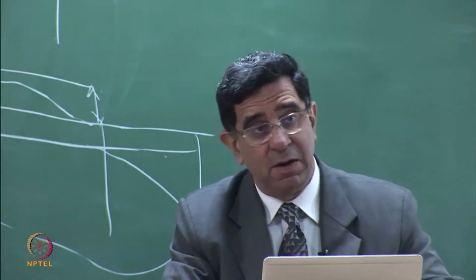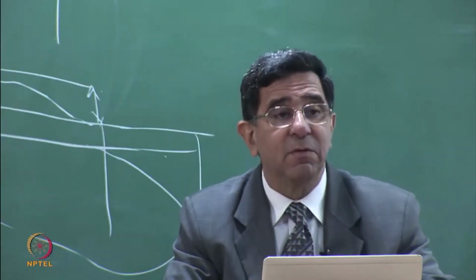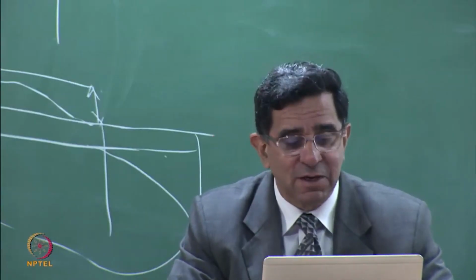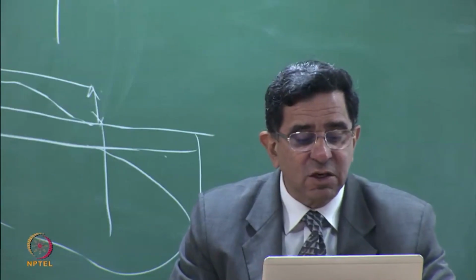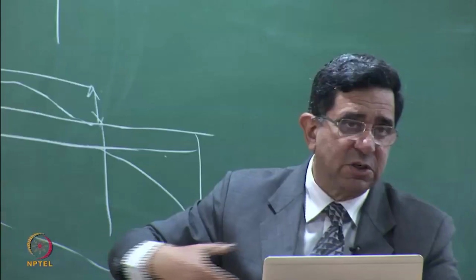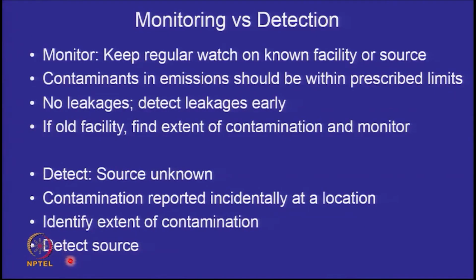Is it coming from a buried drum? Is it coming from a drain? Is somebody injecting something at night because they don't have a treatment facility? So in detection, the source is unknown. Contamination is reported incidentally at a location. We have to identify the extent of contamination. That means do a site investigation to see how far this contamination is.